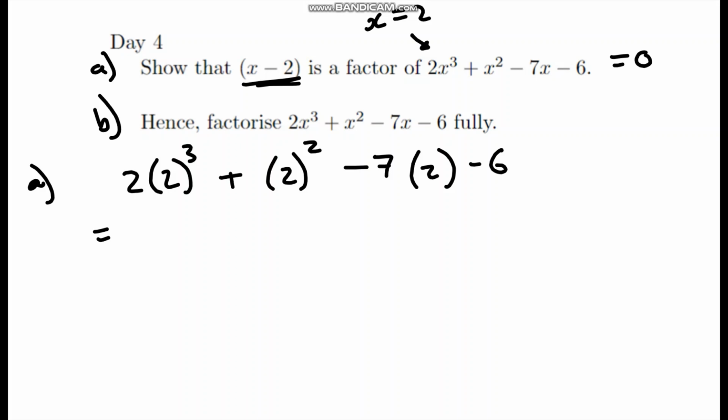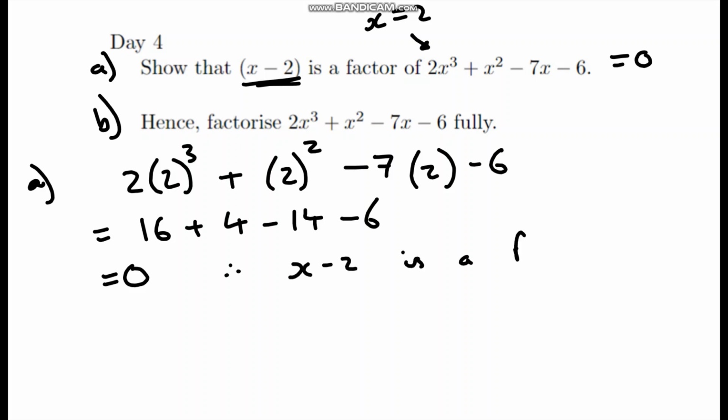So we've got 2 to the power of 3, which is 8, times by 2 is 16, plus 2 to the power of 2, which is 4, take away 14, take away 6, and we can say that is 0. So therefore, x take away 2 is a factor.